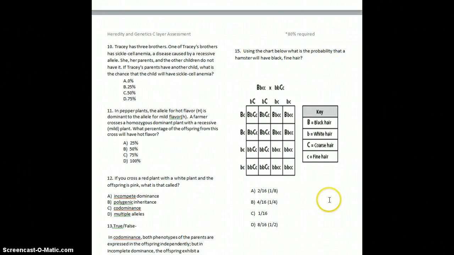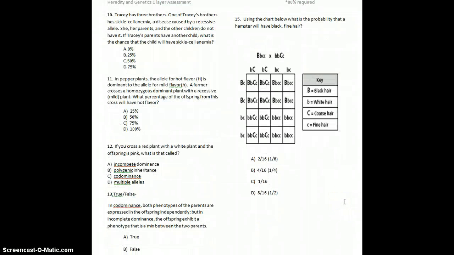And your last question of the day. Using the chart below, what is the probability that a hamster will have black, fine hair? Is it A, 2 in 16, or 1/8, B, 4 out of 16, or 1/4, C, 1 out of 16, or D, 8 out of 16, 1/2?